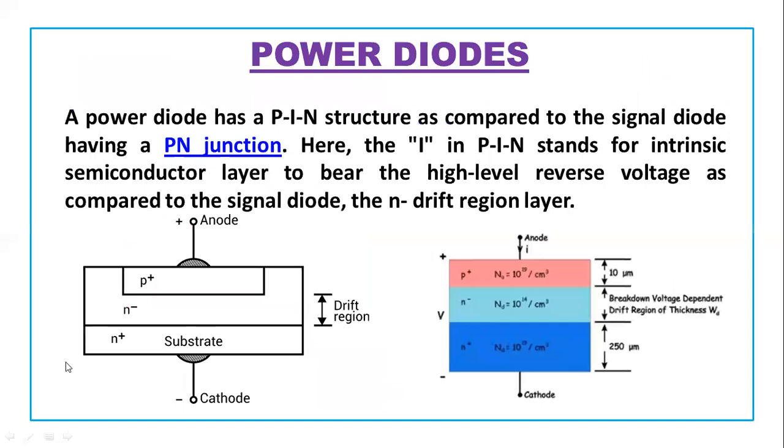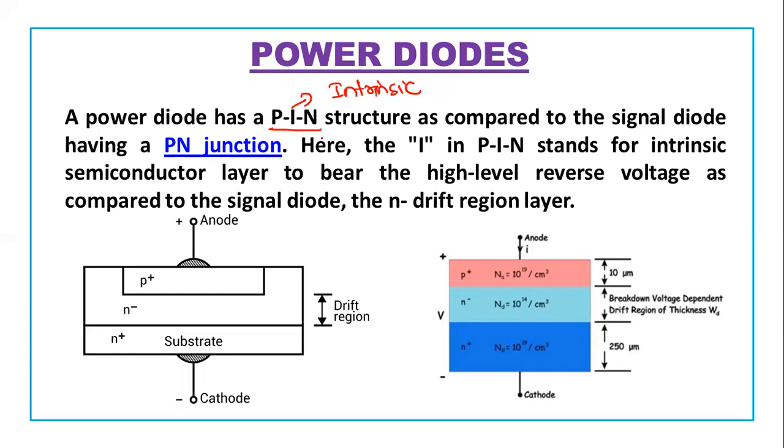We will start with what you mean by a power diode and how it is different from a normal diode. A power diode has a PIN structure. A normal diode has a PN structure. Here we have a PIN, where I stands for intrinsic.